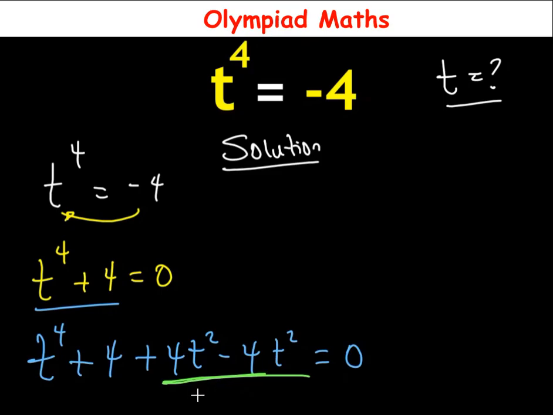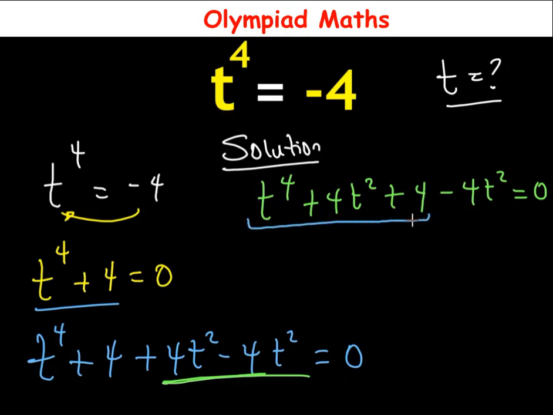Okay, so then rearranging this, what we are going to have is t raised to the power 4, then we have plus 4t squared, then we have plus 4, then we have minus 4t squared, all is equal to 0. Nothing has changed here, because plus 4t squared minus 4t squared is 0. We have t raised to the power 4 plus 4 back. So if you look from here to here, this is factorizable. This is equal to, in bracket, t squared plus 2 all raised to the power 2. Because if you expand this, what you will get is t raised to the power 4 plus 4t squared plus 4.